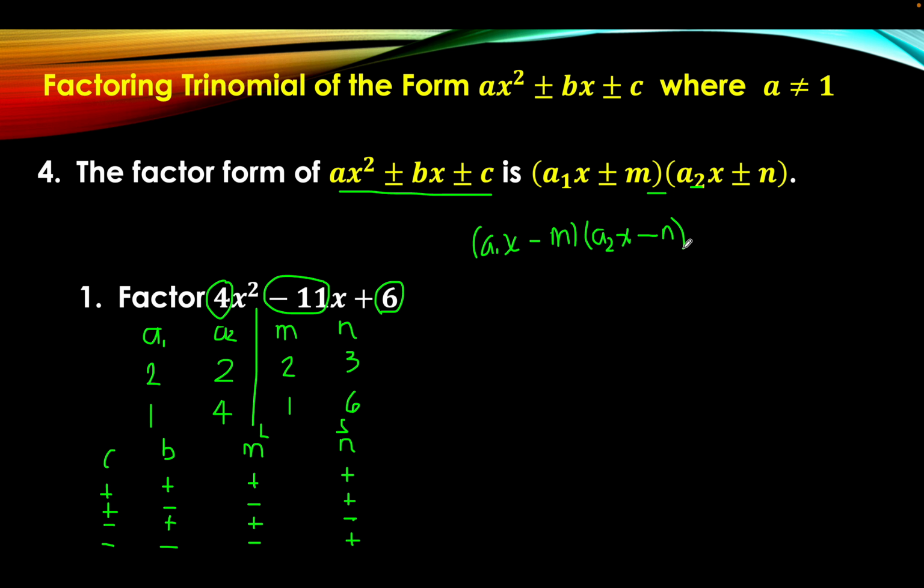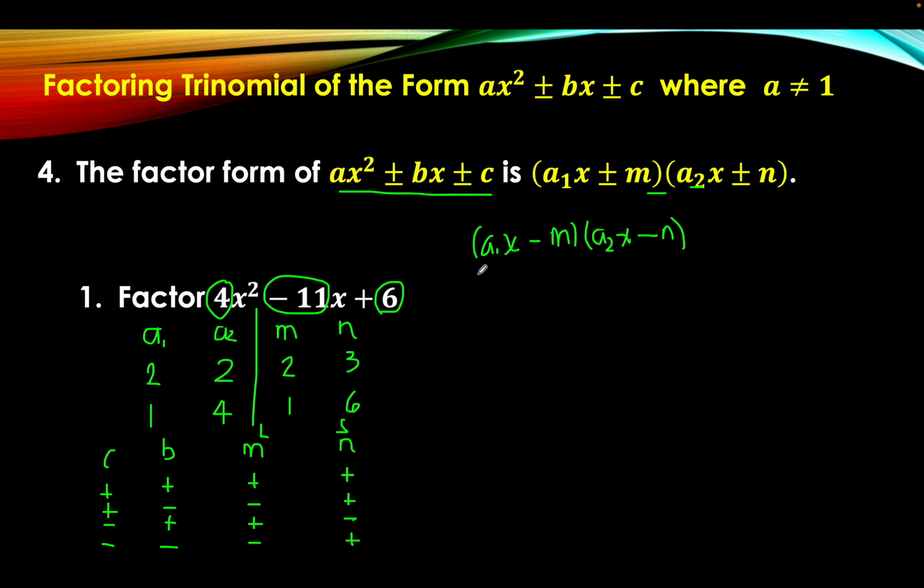Okay, so in step 4, let's use 2 and 2 and 2 and 3 as possible combinations of pairs to find the factors. And we're going to use the trial and error method.